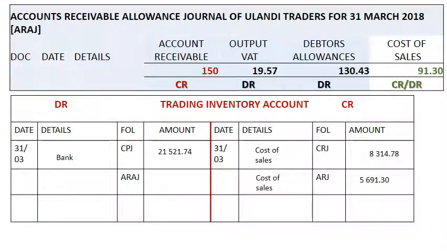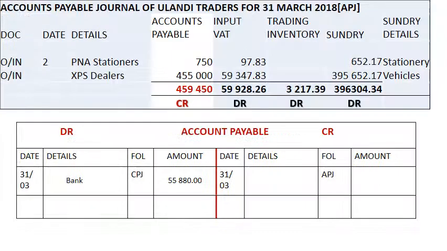Trading inventory account. We go to the debit side at the end of the month, 31st of March. Contra account, cost of sales, recorded in ARAJ, total amount as calculated in the journal.